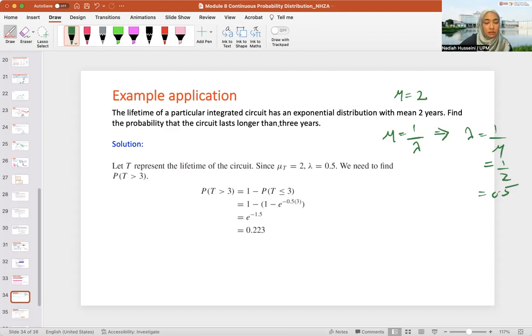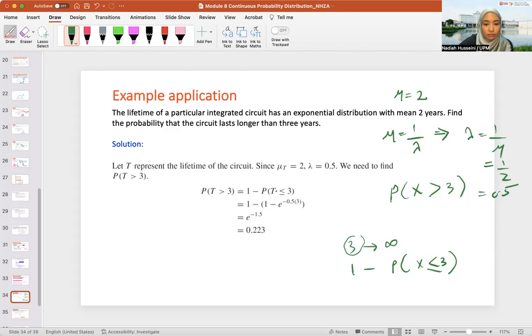Find the probability that the circuit lasts longer than 3 years. So we're trying to find the probability of x being greater than 3. Since it's hard to know 3 up to infinity, we would rephrase this question to find 1 minus the probability of x being less than or equal to 3. If the question asks what is the probability from 3 to infinity, you would always rephrase it to become 1 minus the probability of x being less than the value they wanted. You have to rephrase this question in order to solve it easily.